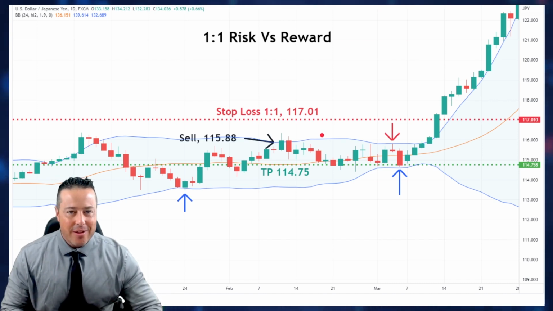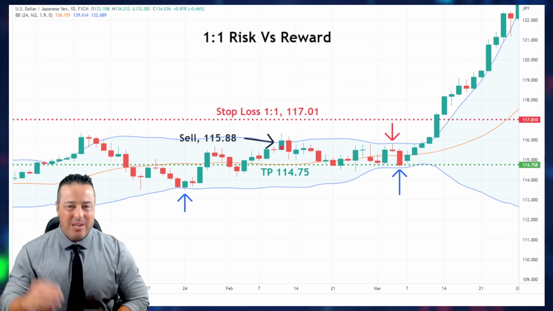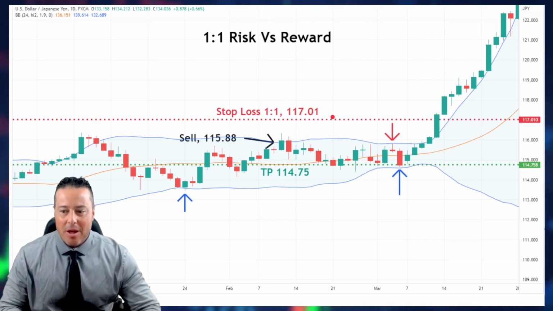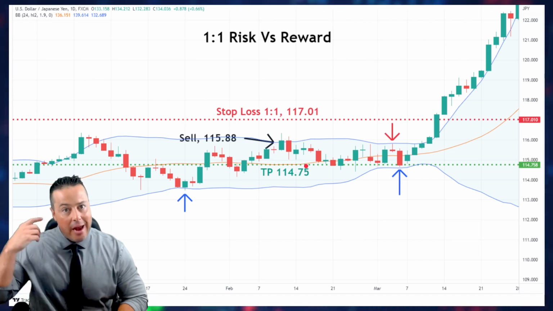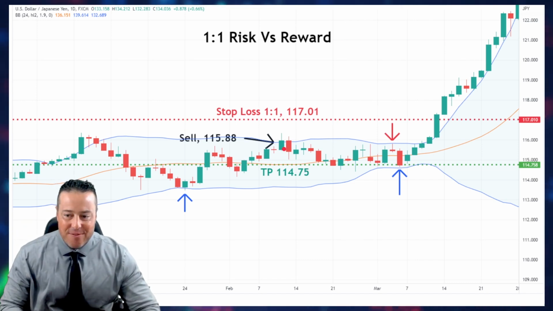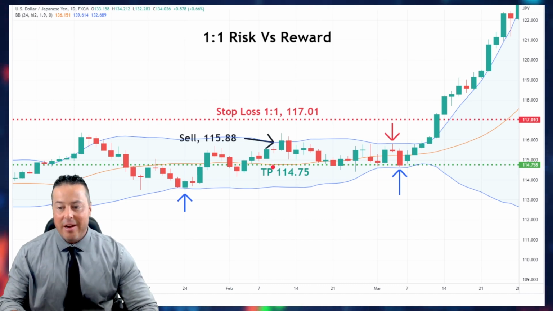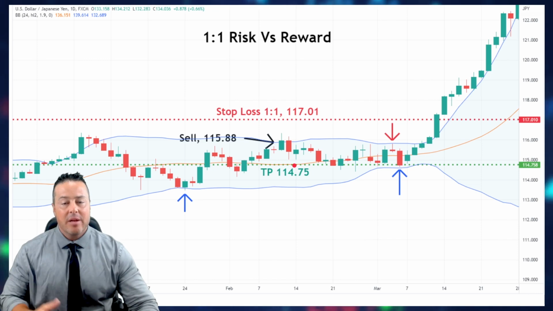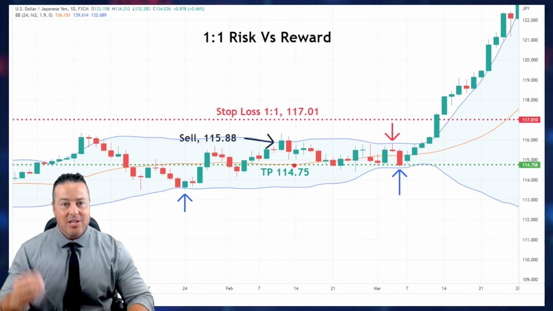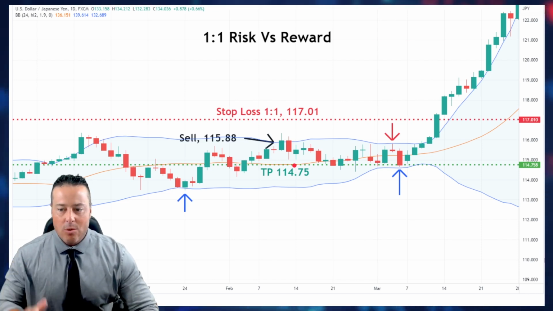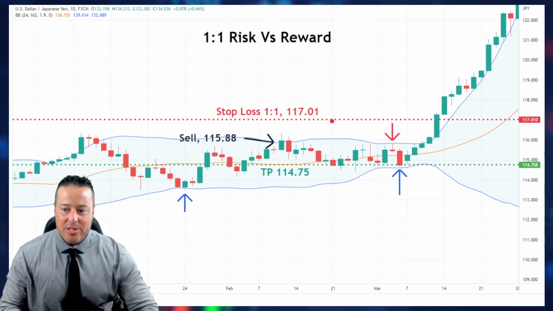This is a daily chart on the USD Japanese yen, as you can see right here. Boom, your entry is at 115.88. Your stop loss is at 117.01. Your take profit is at 114.75. How did I get the stop loss value? I took a look at my upper Bollinger Band and my lower Bollinger Band, divided it in two. Right there on our Bollinger midpoint, 114.75 is our target. At least at a basic 1-to-1 ratio, we're looking at putting our stop loss up here.